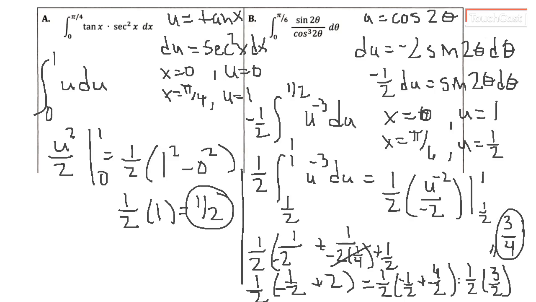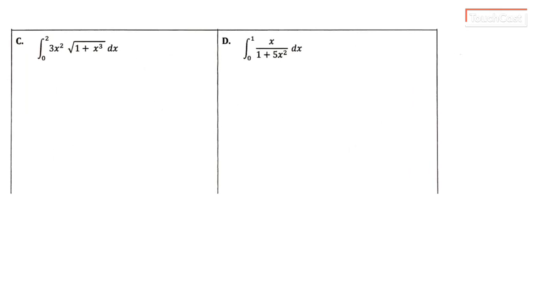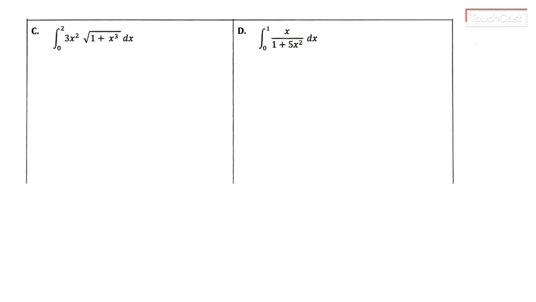Alright, let's check out our last two examples. So C and D. We're going to take the integral from 0 to 2 of 3x squared times the square root of 1 plus x cubed. I'm going to start by saying we're going to let u equal 1 plus x cubed, because then du is going to equal 3x squared dx, which we have in this function, in this problem.